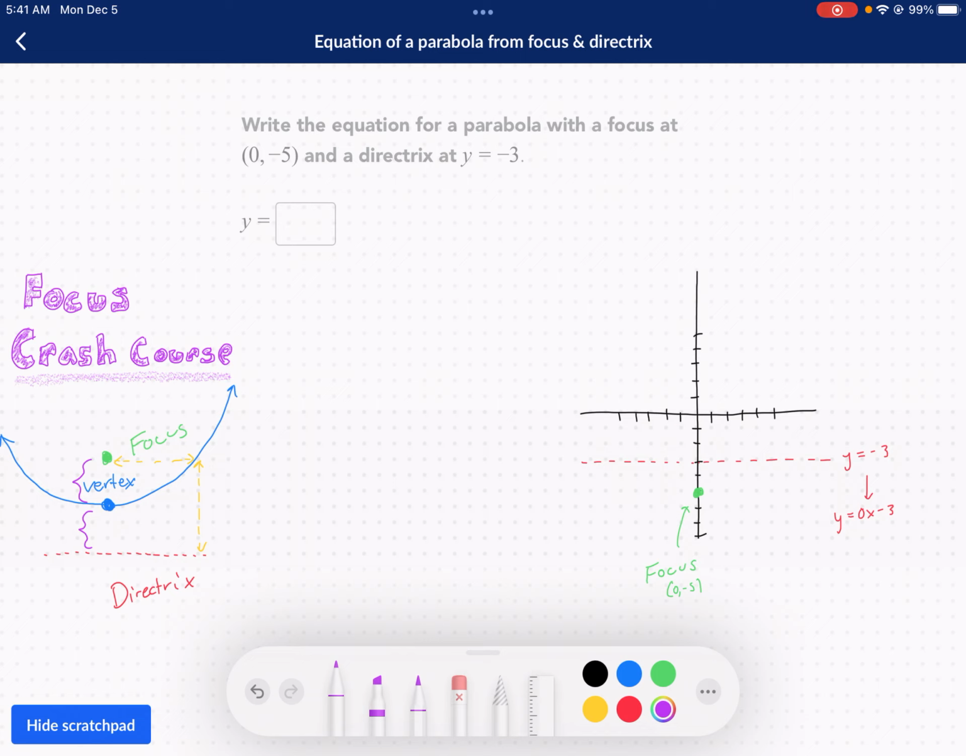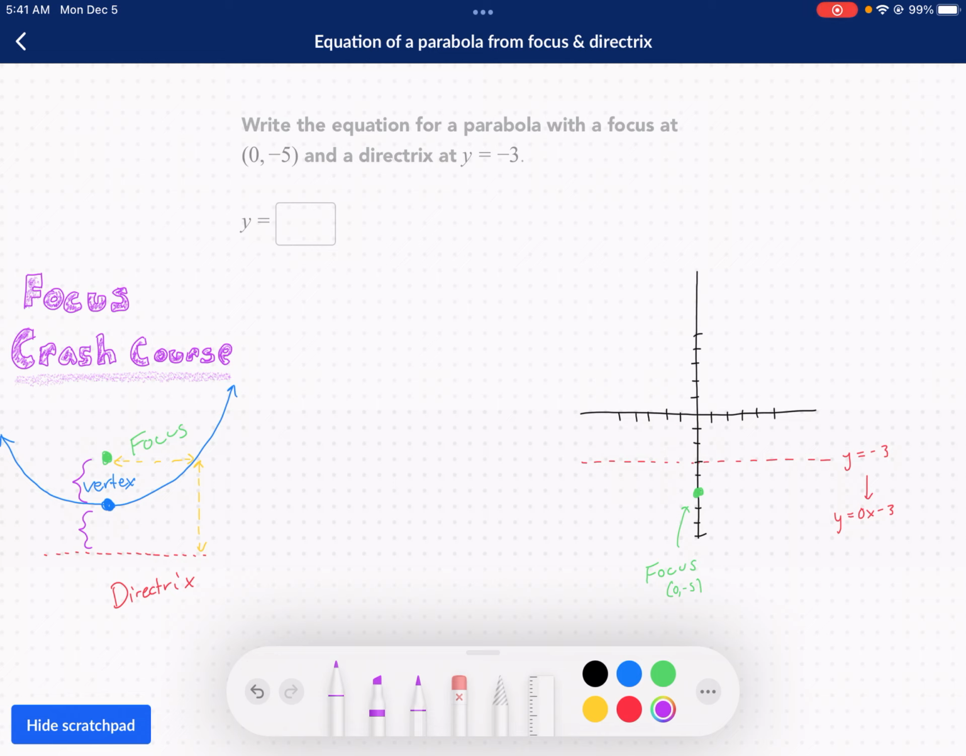There's a lot going on with this, so you probably should have a background in quadratics at a bare minimum. You really should know vertex form. I'll introduce that anyway later on in this segment, but I'm going to give you a focus crash course. So if you look on the left side of your screen, before we even look at the problem, let's understand what focus and directrix are.